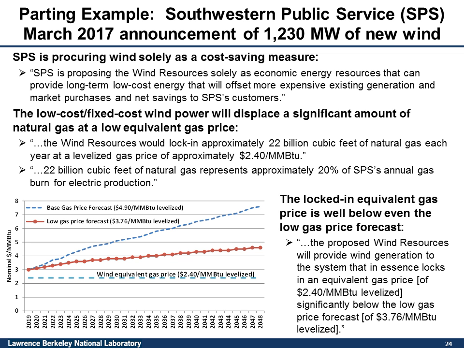Furthermore, based on production cost and capacity expansion modeling, SPS determined that this new wind power will displace 22 billion cubic feet of natural gas each year, which represents roughly 20% of SPS's annual gas burn for power generation. And it will do so at an equivalent gas price of just $2.40 per million BTU. This locked-in equivalent gas price of $2.40 is well below the base case gas price forecast of $4.90 and is even well below the low gas price forecast of $3.76 per million BTU.